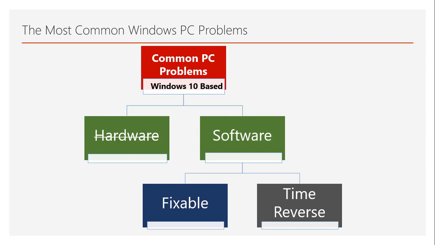Some of these software issues are easily fixable, and some of them are more in depth, so we cannot fix them by repairing. We're going to need to reverse the time to before the problem happened. So let's say if an update corrupted Windows, we're going to need to go back before that. At some points we may need to reset it to factory settings.